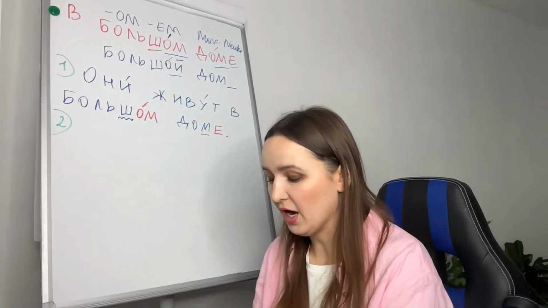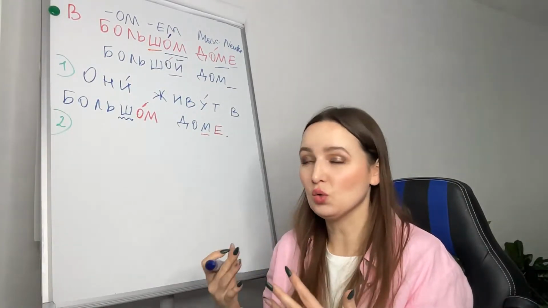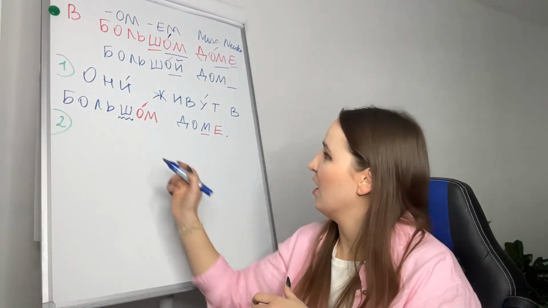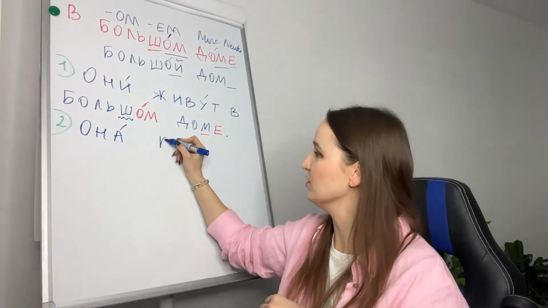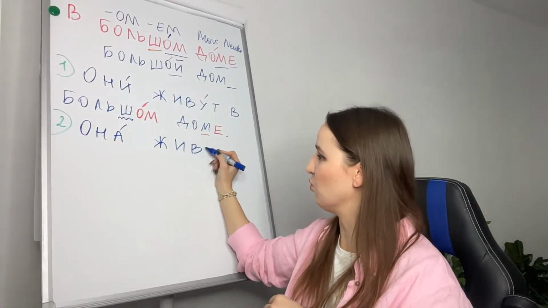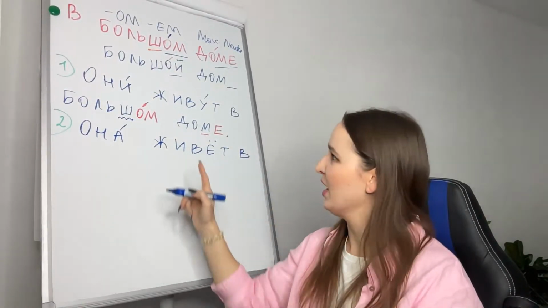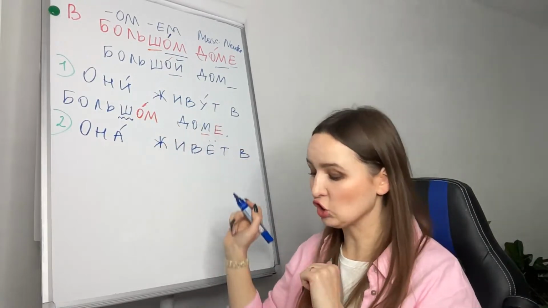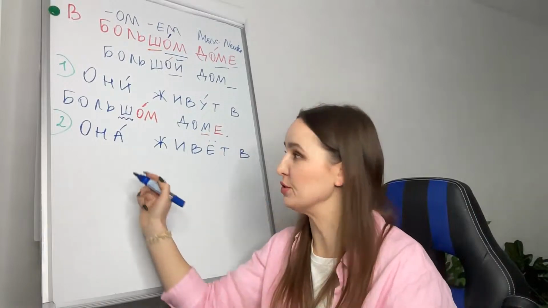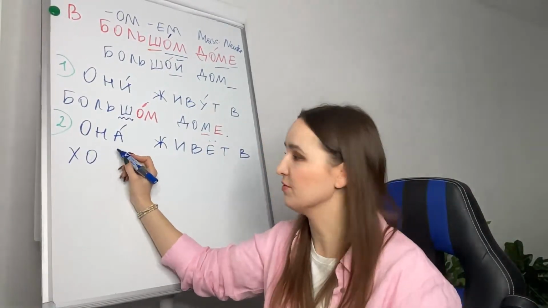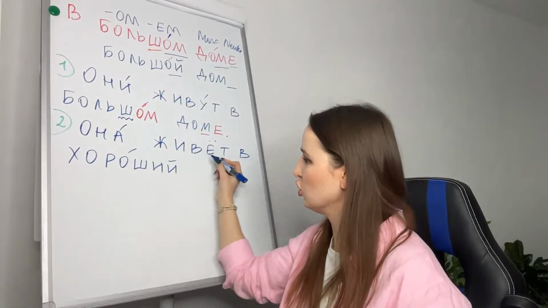Number 2. She lives in a good house. Она живет в, she lives in a good house. So here we had большой дом. Now we will have хороший дом, in a good house. Хороший, qualitative. Хороший дом.